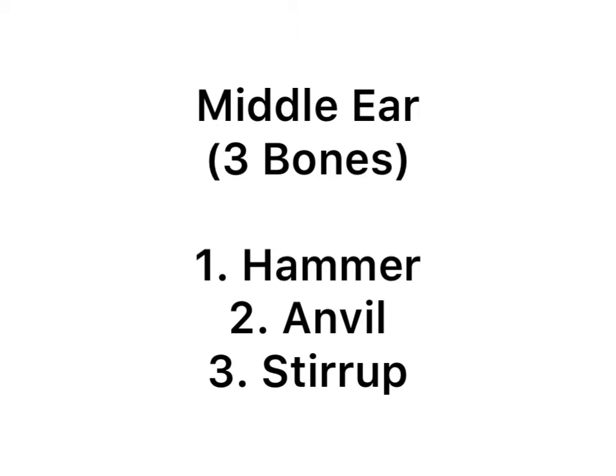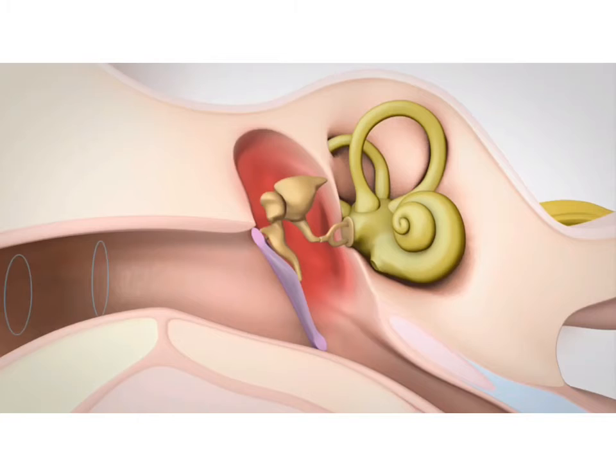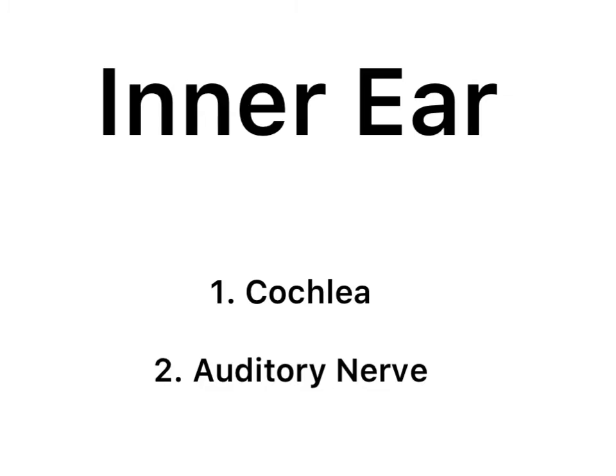There are three small and delicate bones called hammer, anvil, and stirrup in the middle part of the ear, which are linked to one another. One end of hammer touches the eardrum and its other end is connected to the second bone, anvil. The other end of anvil is connected to the third bone called stirrup, and the free end of stirrup touches the membrane over the oval window.